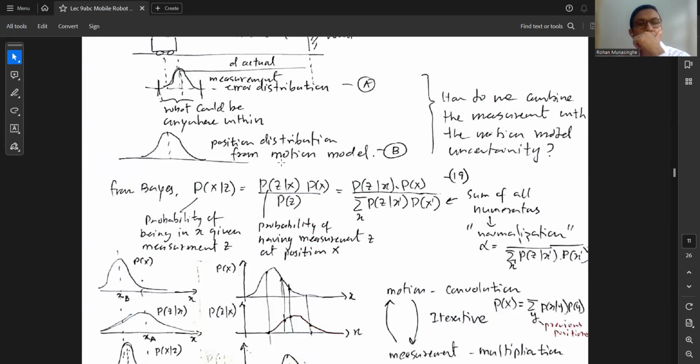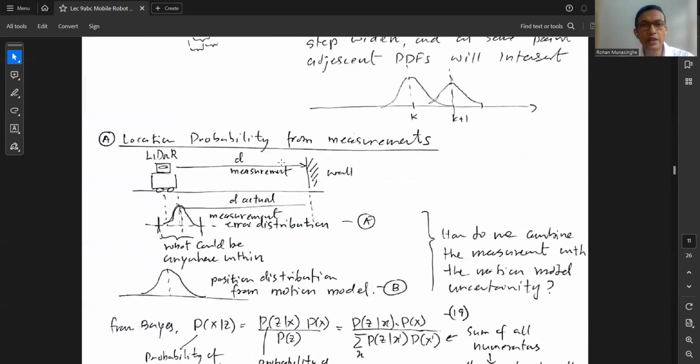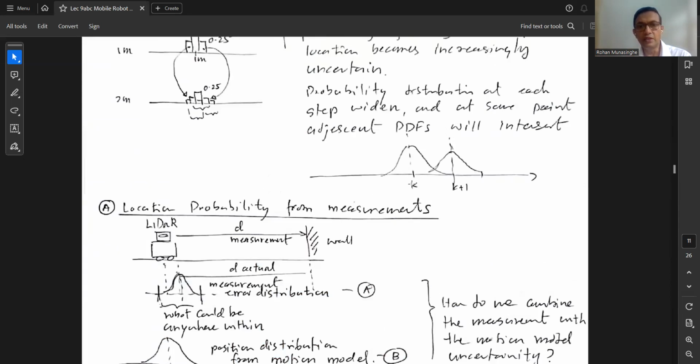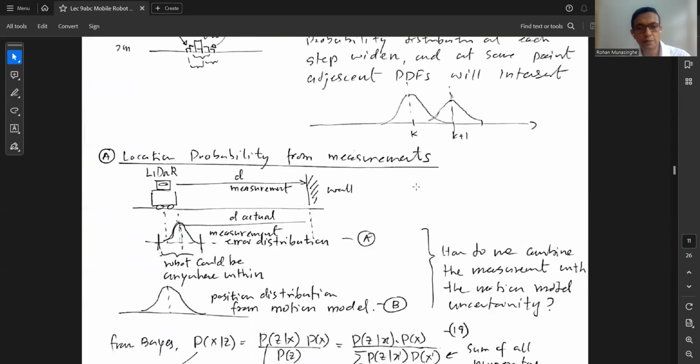Now, how do you incorporate the sensor measurement with your robot's probability density function of the position? Earlier, we saw that you can have this kind of probability density function for the robot. You can create it. The k here is the step. This is the mean value, how many meters away the robot is from your starting point, and the distribution.